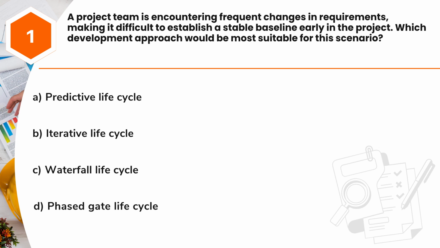Question 1. A project team is encountering frequent changes in requirements, making it difficult to establish a stable baseline early in the project. Which development approach would be most suitable for this scenario? A. Predictive life cycle. B. Iterative life cycle. C. Waterfall life cycle. D. Phased gate life cycle.